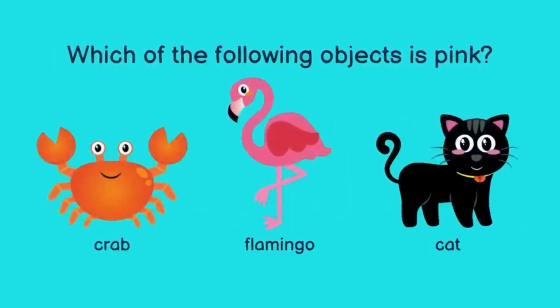Which of the following objects is pink? Is it the cat? No, the cat is black. Is it the crab? No, the crab is not pink. Is it the flamingo? Yes, the flamingo is pink.